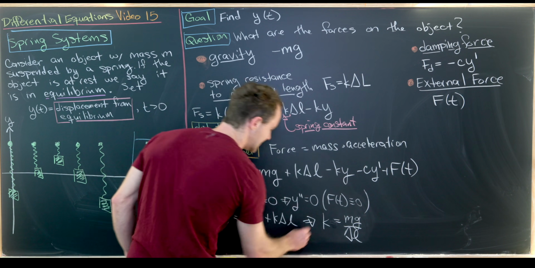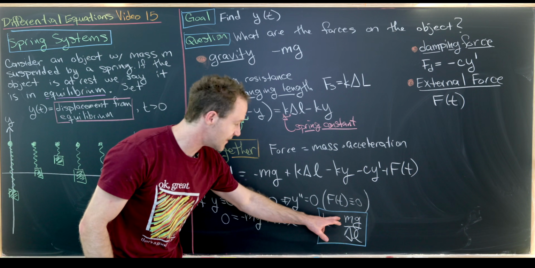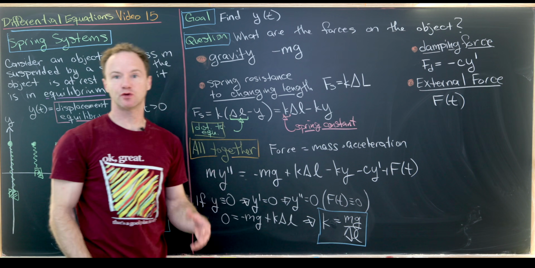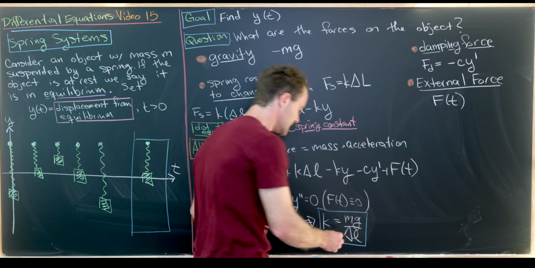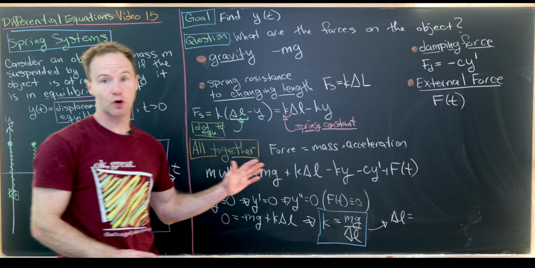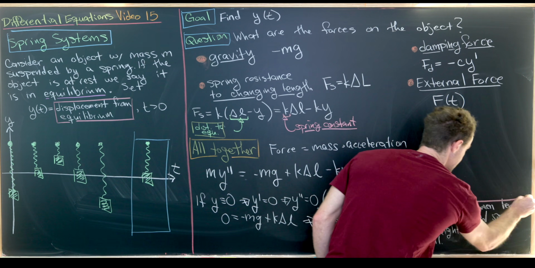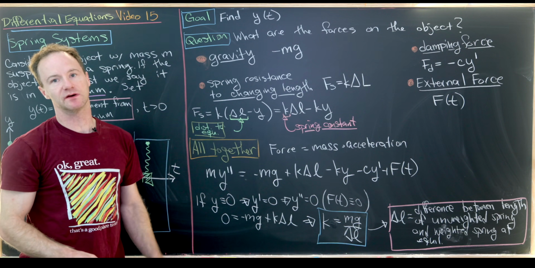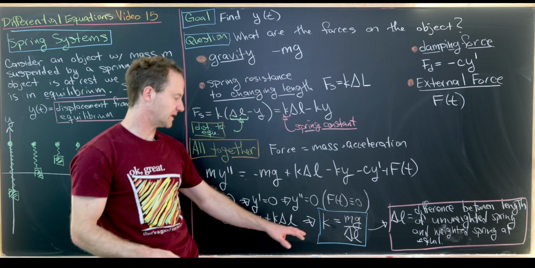So in other words, we have an equation for the spring constant in terms of the mass, the force of gravity, and the difference between the length of the unweighted spring and the spring at equilibrium. So let's maybe be sure to write out what this delta L is so we're totally clear with what it is. So this is the difference between the length of the unweighted spring and the length of the weighted spring at equilibrium.